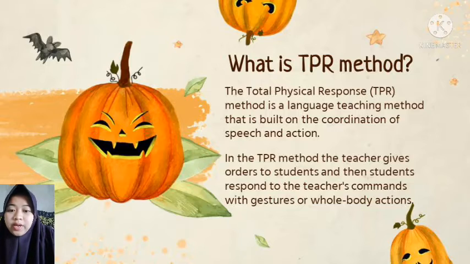What is the TPR method? The Total Physical Response or TPR method is a language teaching method that is built on the coordination of speech and action. In the TPR method, the teacher gives orders to students and then students respond to the teacher's commands with gestures or whole body action.